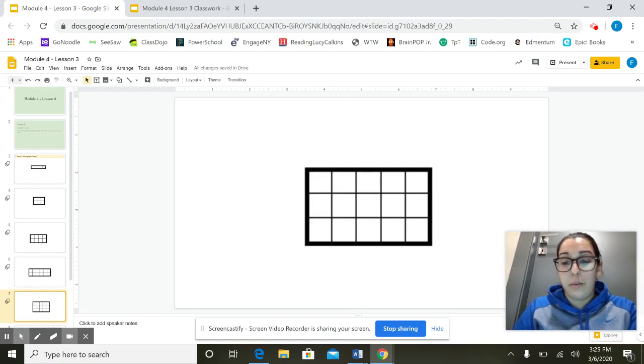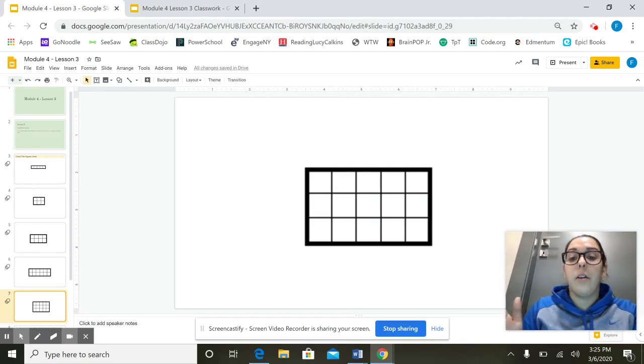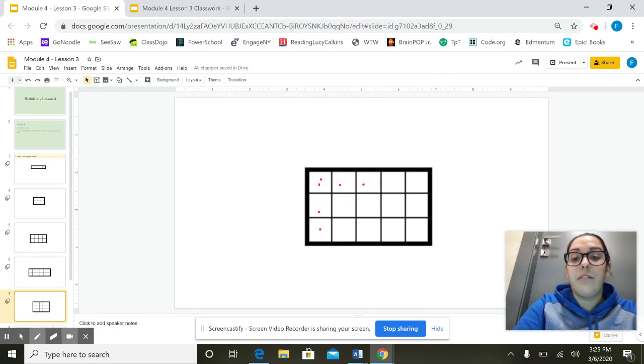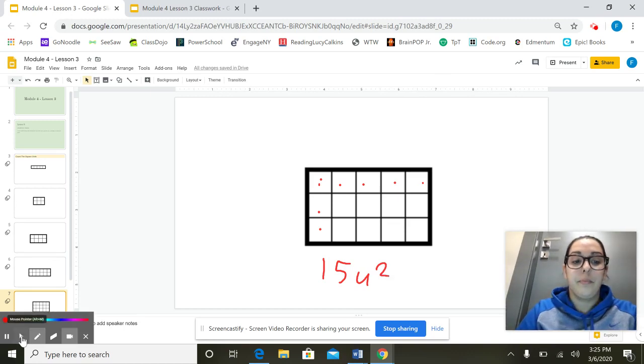Okay, here's another one that's a little bit trickier. It's a little bit bigger. Go ahead and pause the video so that you can count these as well. Okay, you should have counted it. You know that there's 3 rows going down and 1, 2, 3, 4, 5 columns going across. So we know that 3 times 5 is 15. So this is 15 units squared.